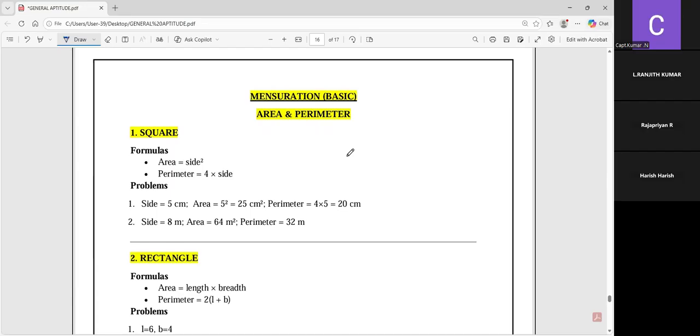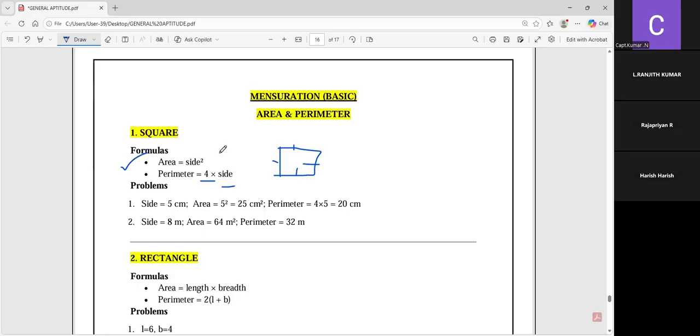Basically, two types of shapes are there. One is regular, the other one is irregular. So in the measurement, first we want to calculate the area. First I'm going to take the square. What is the area of a square? Side square. Perimeter: all sides are there. Four sides are there, 1, 2, 3, 4. So 4 into side is called the perimeter.